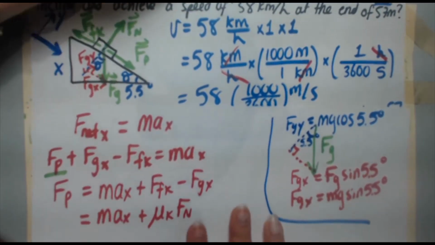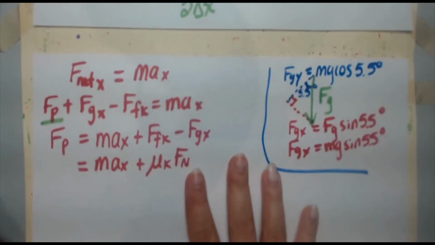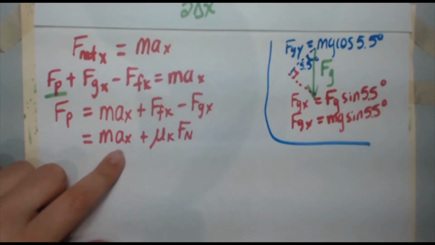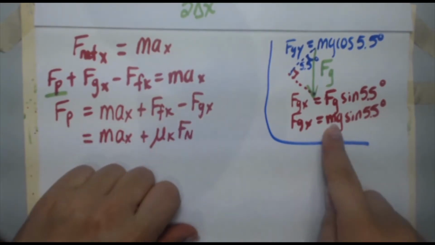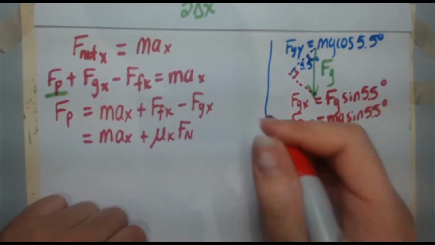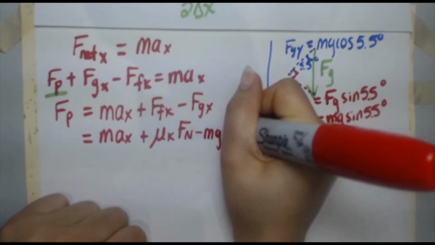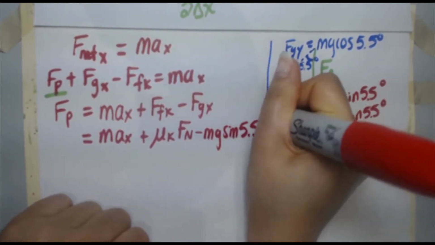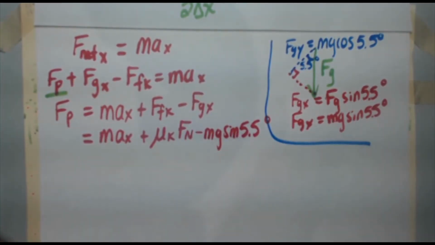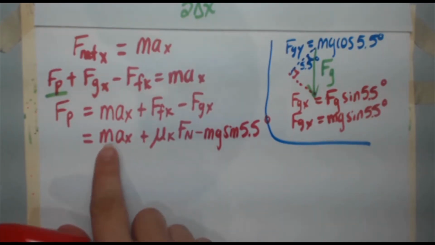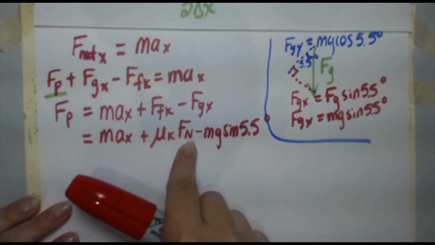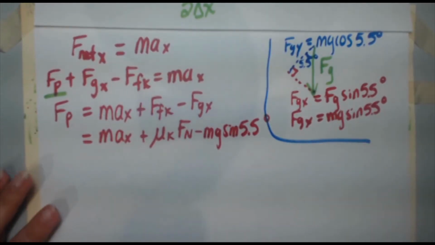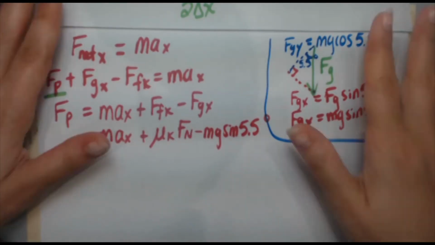So let's get back into this problem. We're at max plus mu k Fn, minus FGX, which means minus mg sine 5.5 degrees. So we plug that in. Now, mu k Fn, the Fn, what is the normal force here? There's no equation for normal force. You have to determine it based on Newton's third law. What force is it opposing?